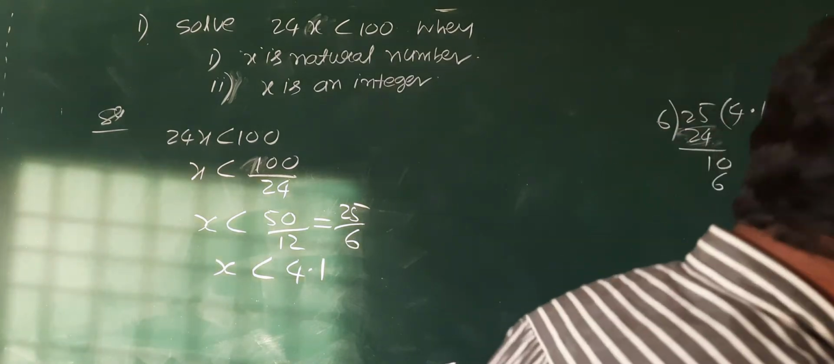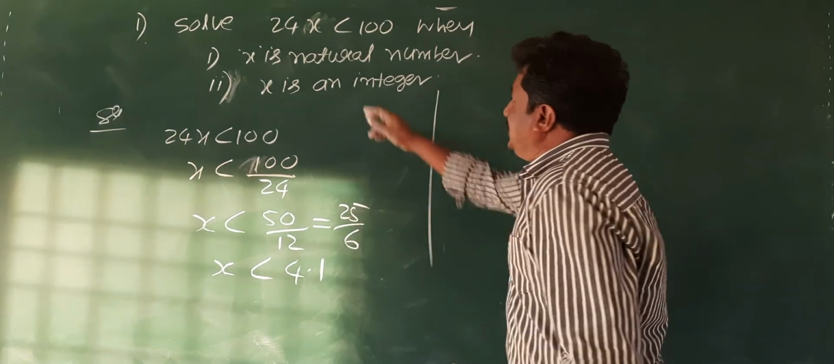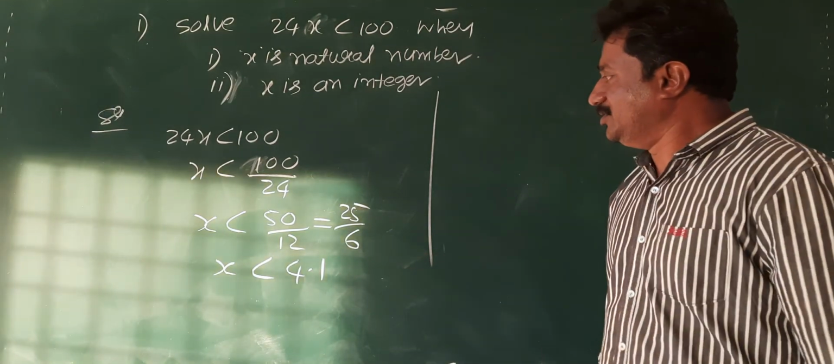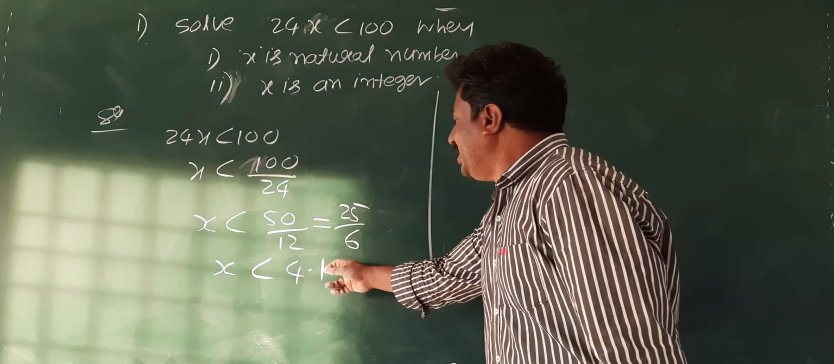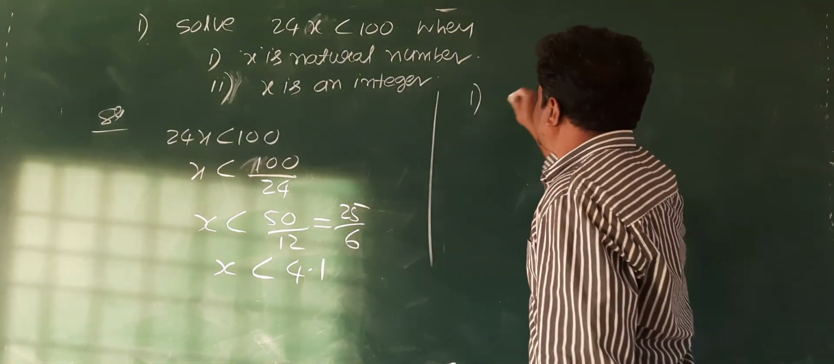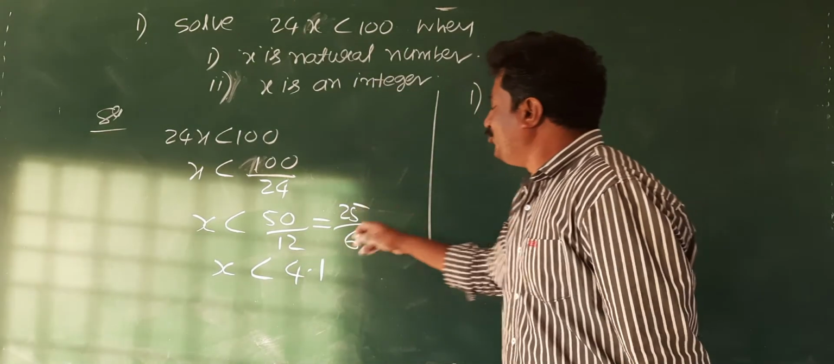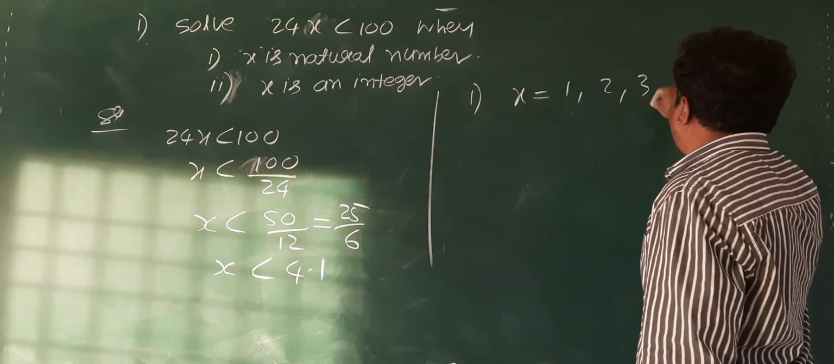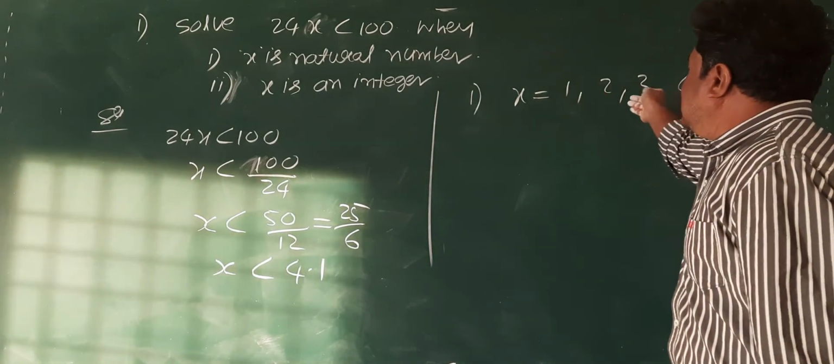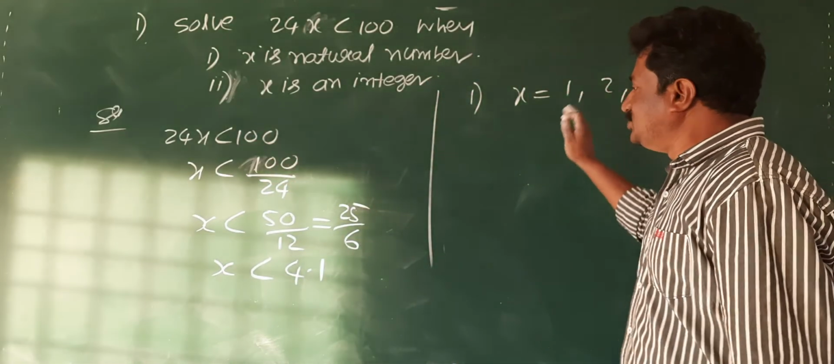So now let us write the solution. Now x is a natural number. Tell me the natural numbers which are less than 4.1. So less than 4.1, natural numbers are 1, 2, 3, 4. So these are the solutions. These are the x values, natural numbers which make this inequality true. We got the solution.